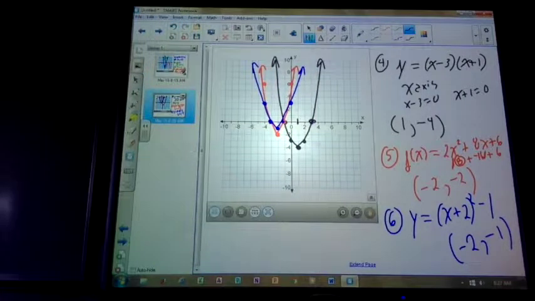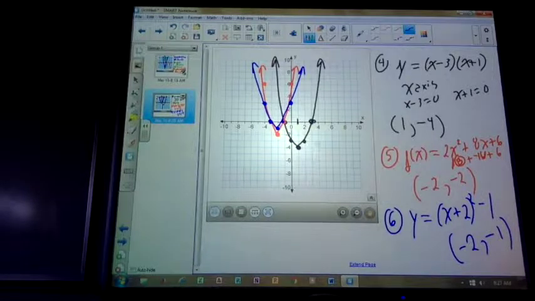So my axis of symmetry is x equals negative 2. My vertex is negative 2, negative 1. And my y-intercept appears to be 0, 3, I think.